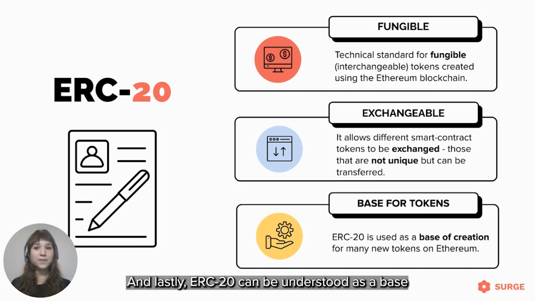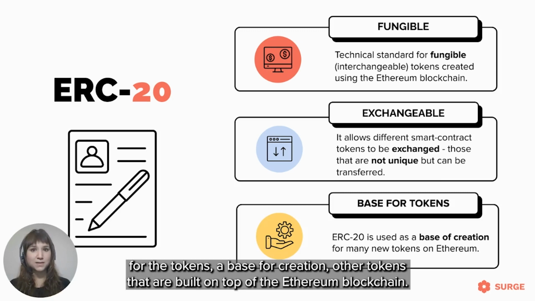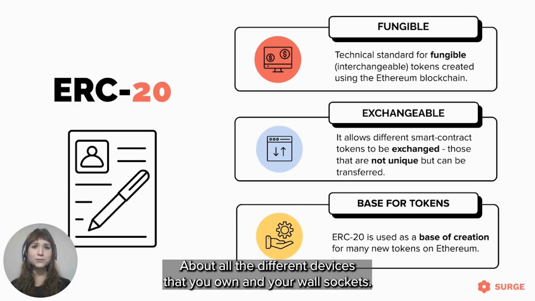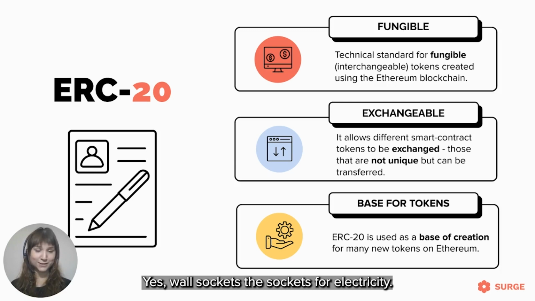And lastly, ERC-20 can be understood as a base for the tokens, a base for creation of other tokens that are built on top of the Ethereum blockchain. And if this is still not clear for you, then have a think about your apartment, about all the different devices that you own and your wall sockets. Yes, wall sockets, the sockets for electricity.